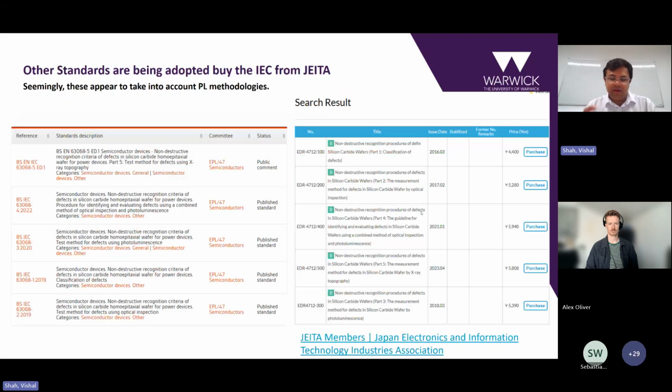These have been kind of mirrored, but done separately in the IEC and the JEDEC standards, where we have one standard which defines defects, one which looks at PL, one looks at XRT, and one looks at homoepitaxial layers as well.